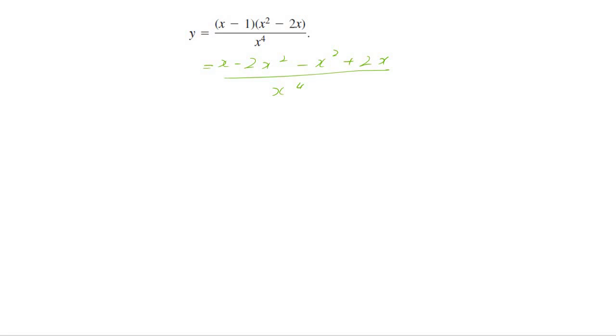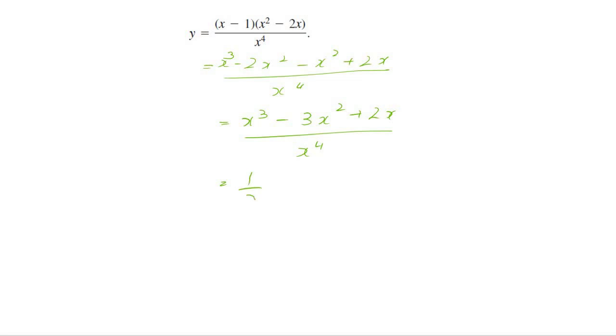So if you look at this, we can take the x to the power 3 out. Did we not do this correctly? This should be x to the power 3. So it is x to the power 3 minus 3x squared plus 2x. Because you add these together, you get x squared, and then you divide it by x to the power 4. So then we can divide each individual value by x to the power 4.